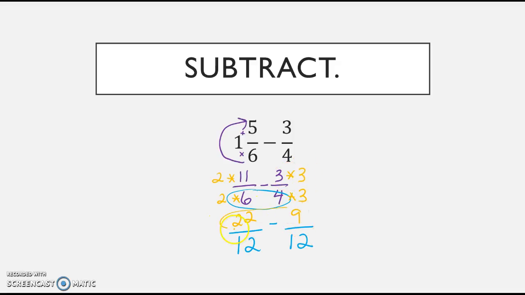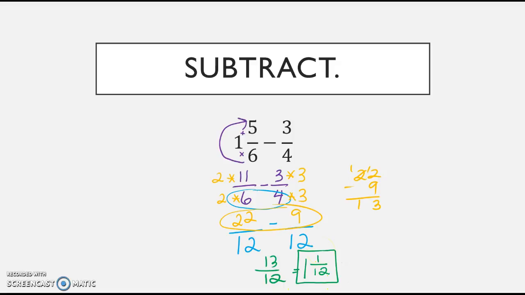So again, now I get to look at my numerators. 22 minus 9, and I get 13. So then I would have the answer of 13/12, which is improper. So 12 goes into 13 one full time. We're left with 1 left over, and we keep our denominator. So our answer would be 1 1/12.